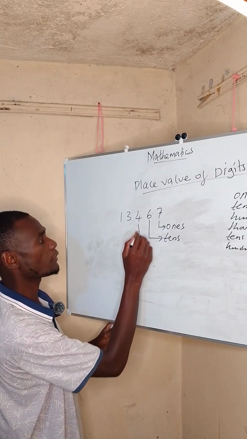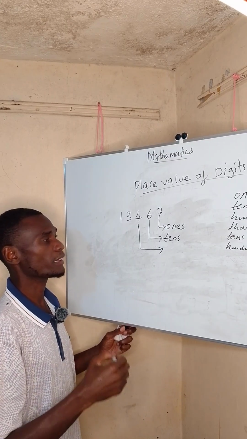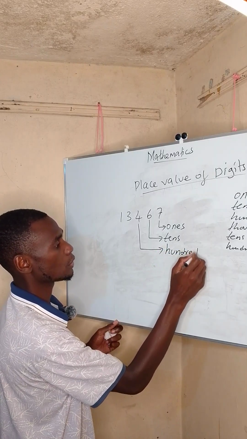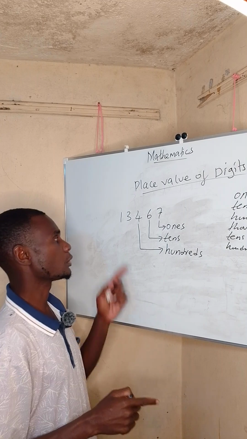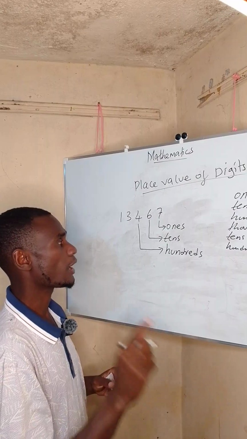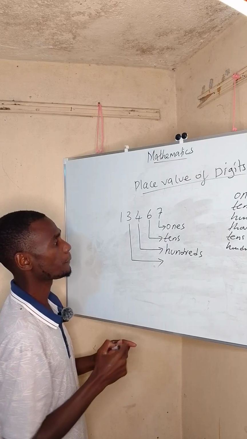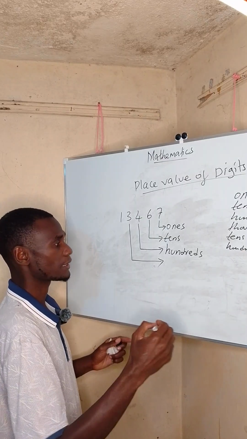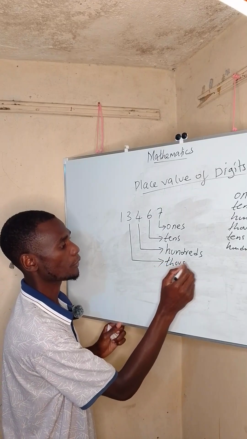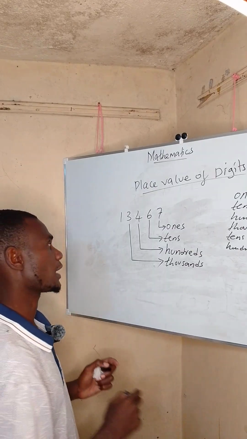Moving forward, we have this third number, number 4, which is in the place value of hundreds. So that is the place value of hundreds. So number 4 or digit 4 is in the place value of hundreds. Then we move to this number 3 here. The fourth number from the right, the place value after hundreds, is thousands. So number 3 is in the place value of thousands.